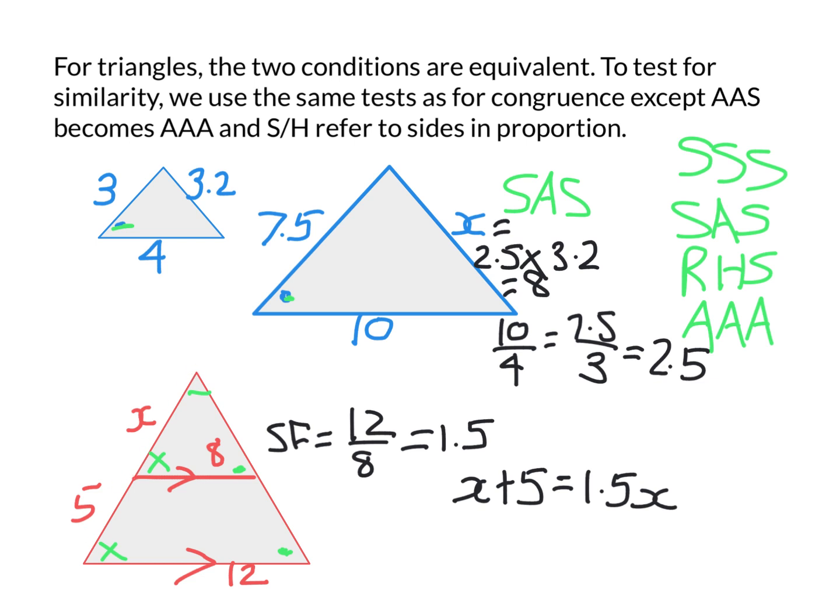So we can easily figure out x. We subtract x from both sides. 1.5x minus x is 0.5x. Now we divide each side by 0.5. 10 equals x.